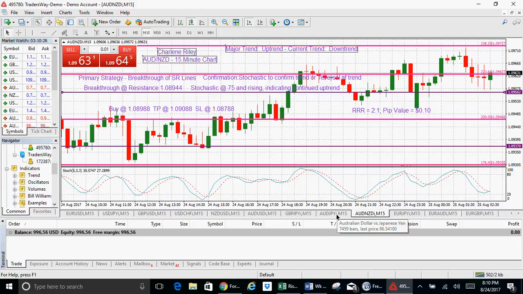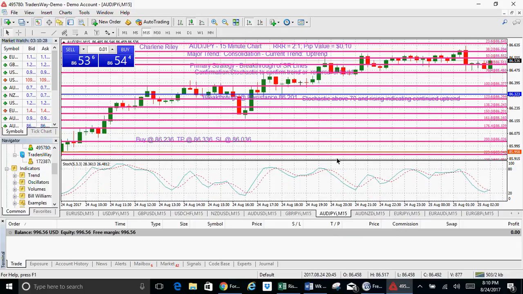Now, flipping over to my Australian dollar JPY, the overall trend, the major trend is an uptrend.